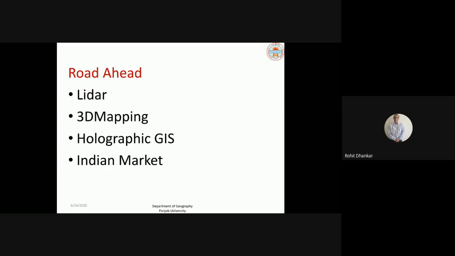Now 3D mapping is already happening, but it can be taken to the next level with the help of LiDAR plus GIS. Holographic GIS is one of the things where you can easily take your phone and see where the pipeline is going, where the cables are going. Now how can software show that? It needs an inbuilt system which has already mapped everything, like cables, paths, everything.